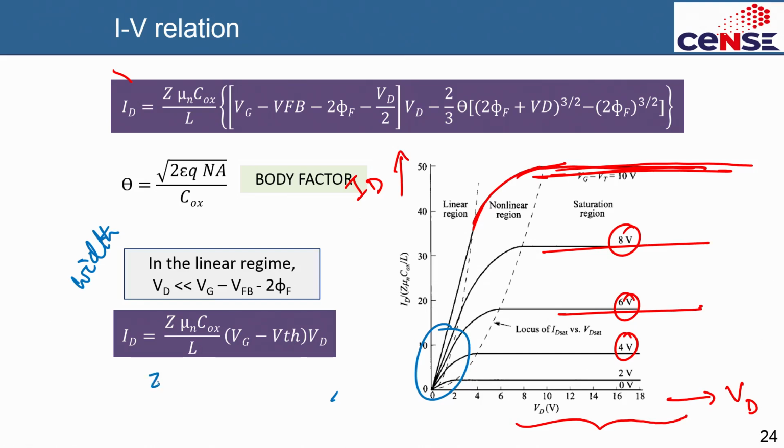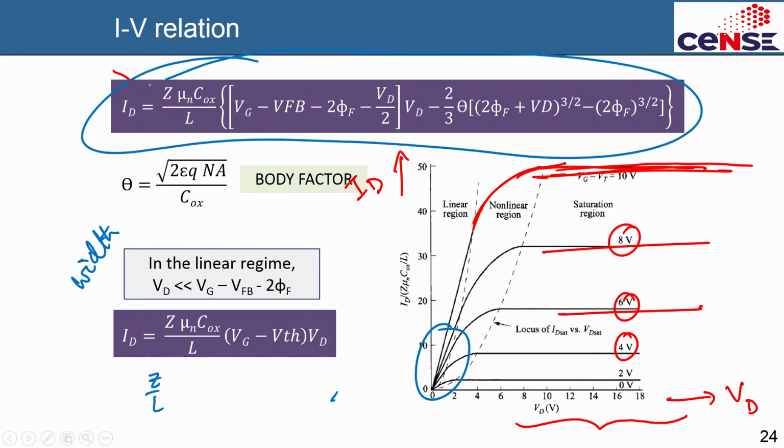So what they will write is Z by L, because it's an approximation. You are essentially approximating this equation. Depending on which terms you choose to leave out or don't leave out, your approximation might give you slightly different equations, but more or less it will give you the correct answer. So this is Z by L mu n Cox. Here I have Vg minus Vth into Vd. Some textbooks also write Vg minus Vth minus Vd by 2 into Vd.